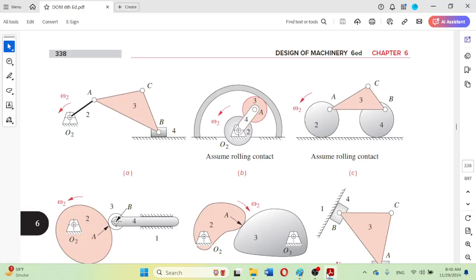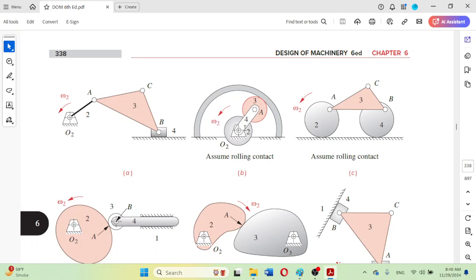So now remains the sixth instant center. So the sixth instant center is actually between link number third and link number 2.